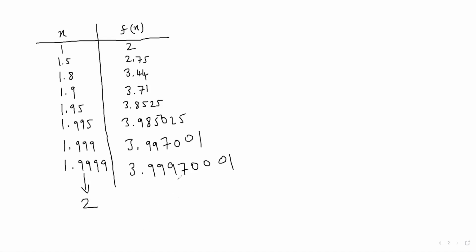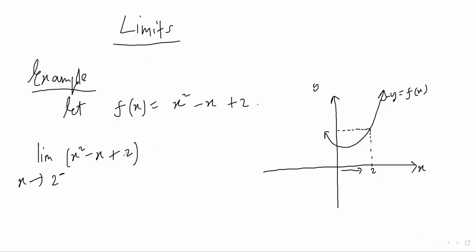They're approaching 2. We can see clearly that when the x values approach 2, the function values are approaching 4. They also don't get to 4, but we can see clearly that these values of the function are approaching 4. So that's the limit. That's how you use the table to determine the limit. Therefore, the limit of the function x squared minus x plus 2, when x approaches 2 from the left, is simply equal to 4.